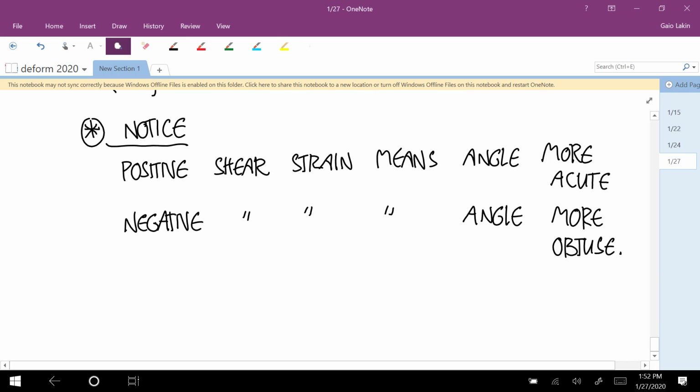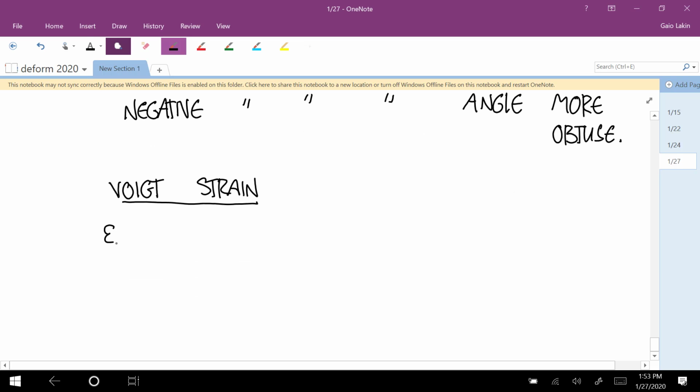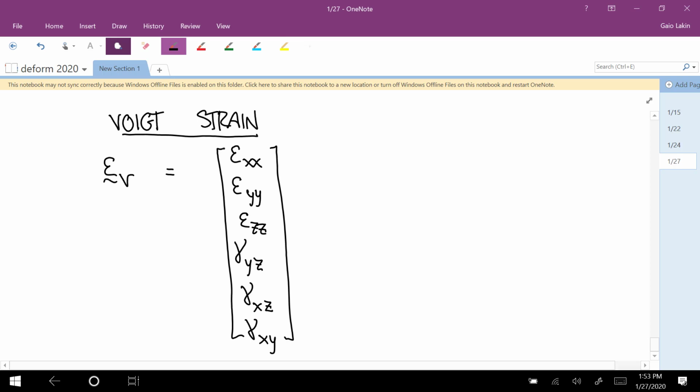Okay, and then how do you put it together into a single description of the state of strain at a point? We don't have a strain tensor. There is such a thing, but not in this class. So the only way we're going to represent it is in the Voigt form. So the Voigt strain, and I'll represent that as epsilon sub v, is EXX, EYY, EZZ, then gamma YZ, gamma XZ, gamma XY. It's the same order as the Voigt stress. Any questions about that?